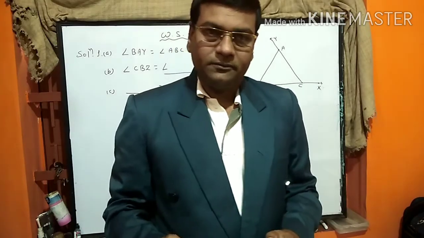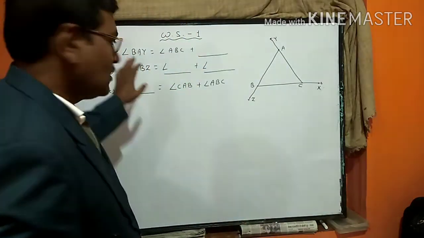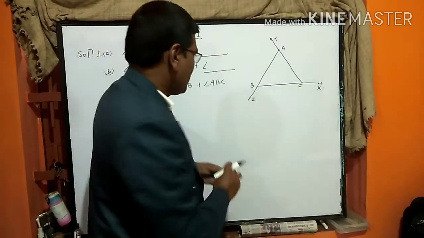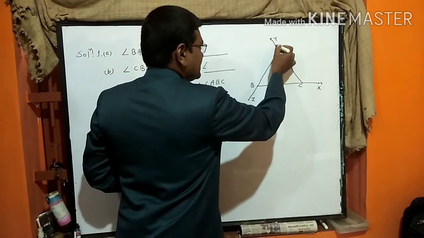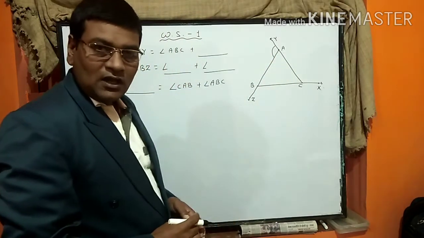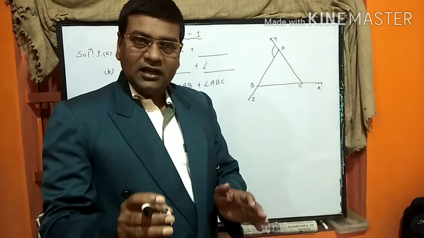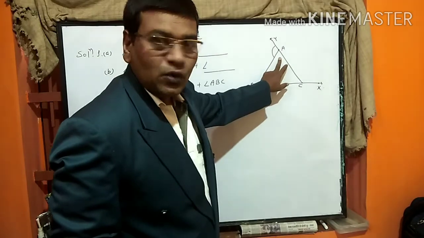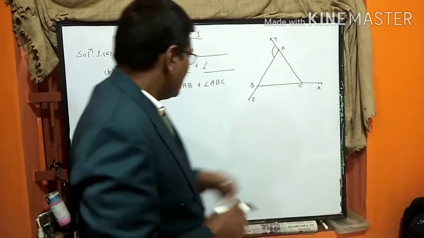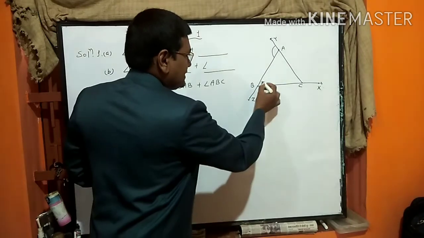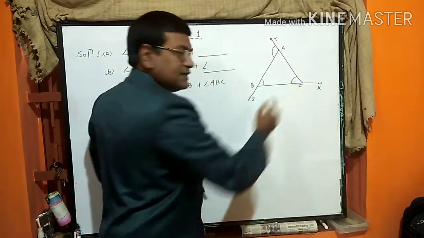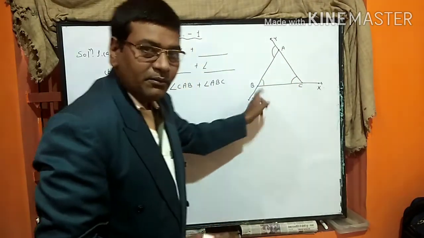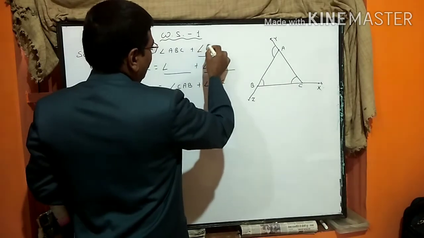Now worksheet 1. Let's see. You have to fill in the blanks. Here it is angle BAY. BAY, that means this exterior angle. And you know that exterior angle equals two opposite interior angles. बगल वाला छोड़ दो बाकी दोनों जोड़ दो. So ABC, that means this angle is given. You have to write this angle. It is ACB. Angle ACB.